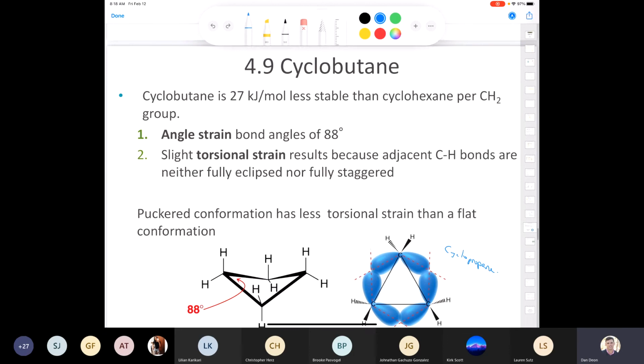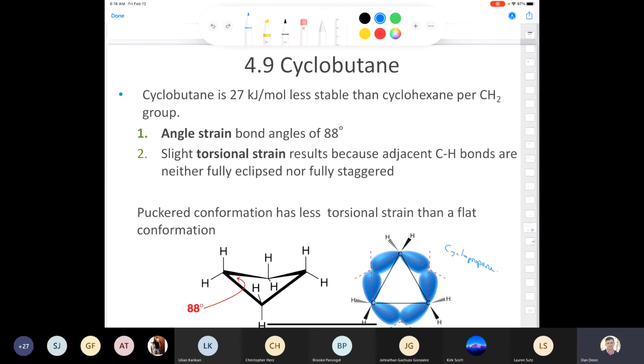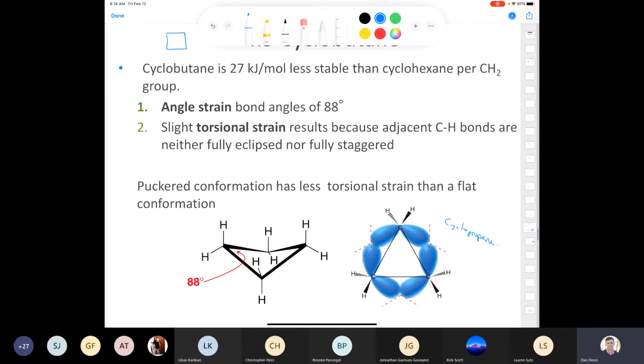If we move up to 4 carbons, though, and we look at cyclobutane, which again in 2 dimensions is just a square like that, but if we look at the 3-dimensional structure, it says here the cyclobutane is 27 kilojoules per mole less stable than cyclohexane per methylene. So it's quite a bit. It says it's got bond angles of around 88 degrees. And because of the slight torsional strain from the adjacent carbon-hydrogen bonds, so you have torsional strain here, you have it here, so on and so forth, it's not fully eclipsed and not fully staggered.